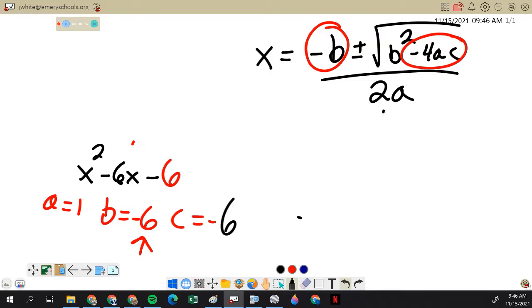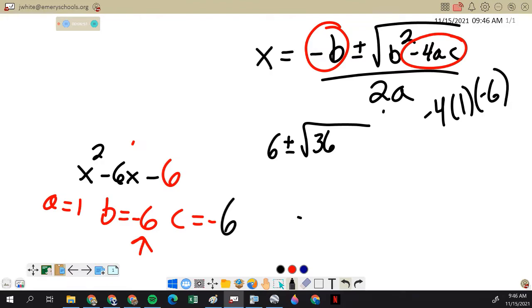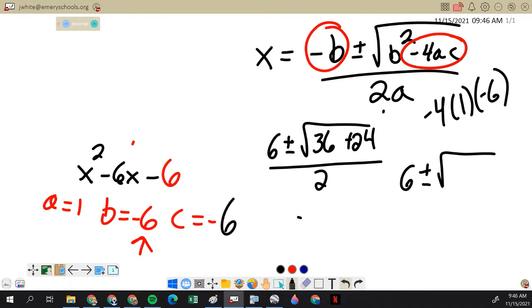So same idea. Negative b is 6 plus or minus the square root of 6 times 6 is 36. And then I write out negative 4 times 1 times negative 6. What would that be? Negative 24 over 2. Oh, that's positive 24, sorry. So we get 6 plus or minus the square root of, what is 36 plus 24?